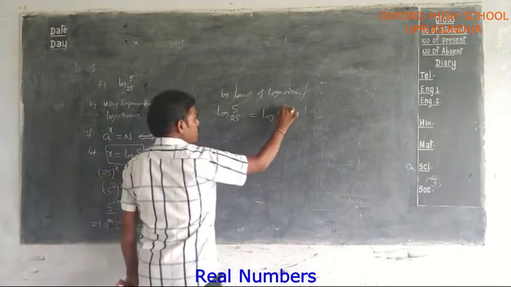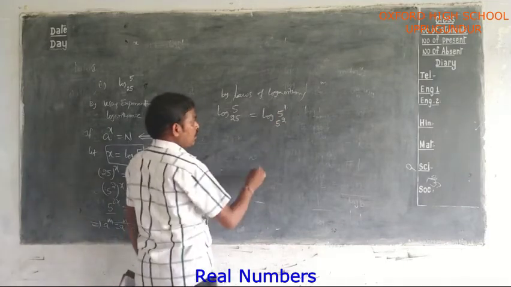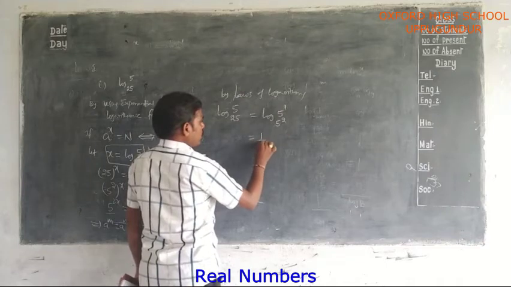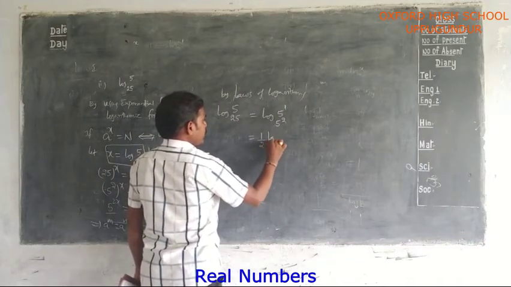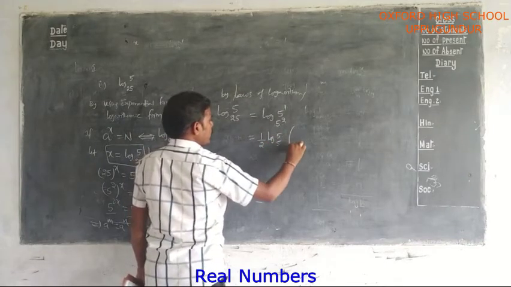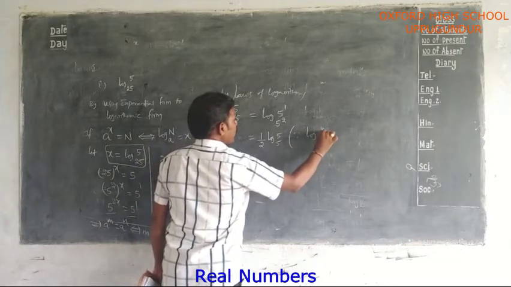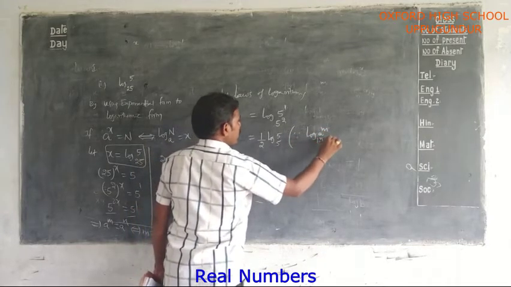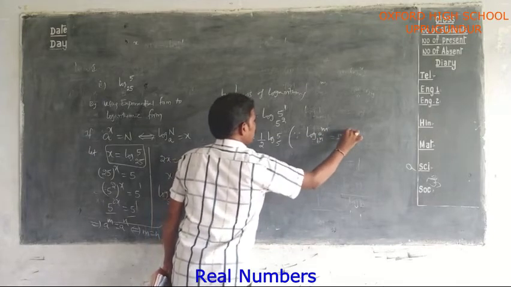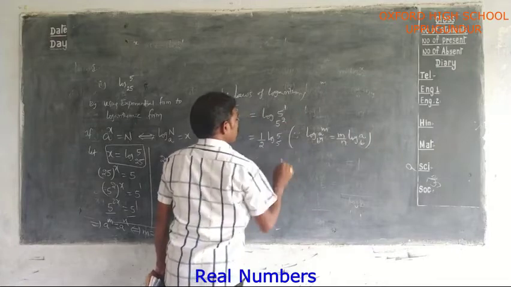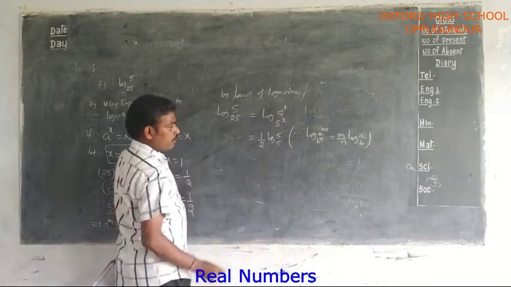Here there is no power, means what is the power? 1. So log 5 power 1 base 5 power 2 equals 1 by 2 into log 5 base 5. Here which formula you are using? Log a power m base b power n equals m by n into log a base b. So this is 1 by 2 into log 5 base 5.